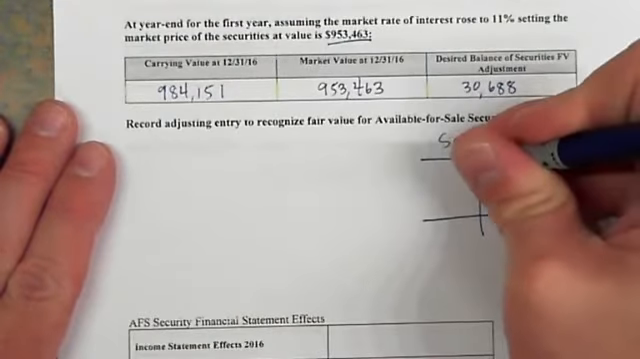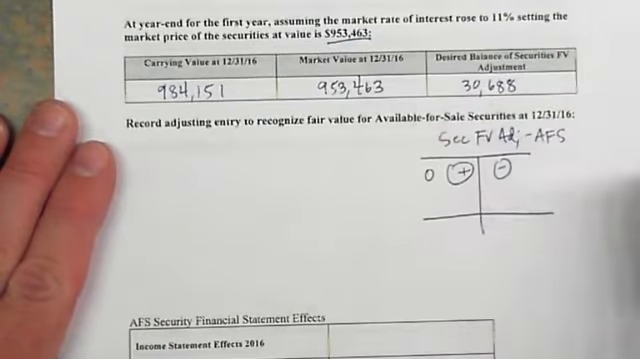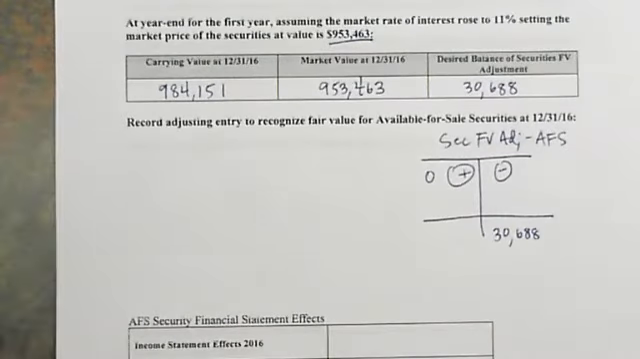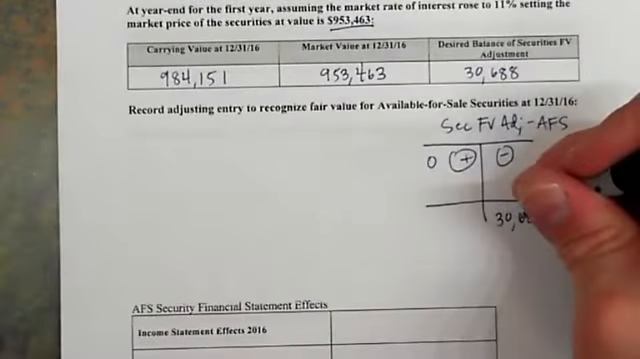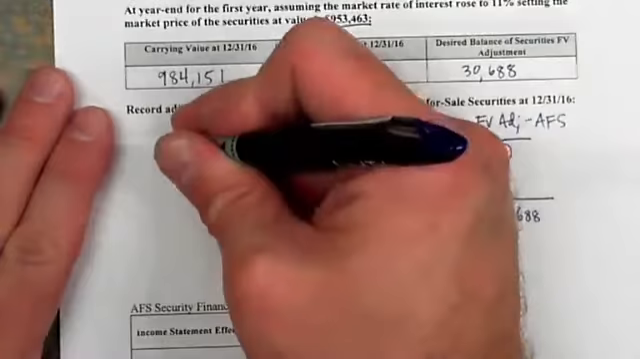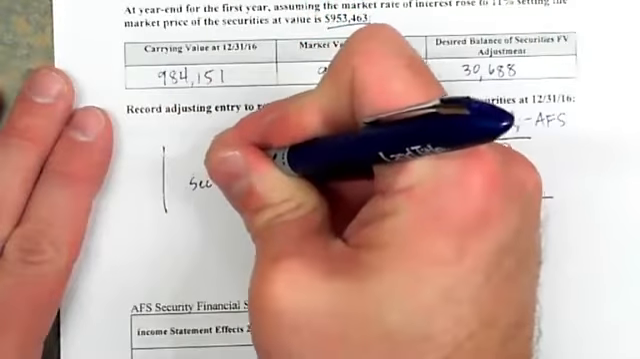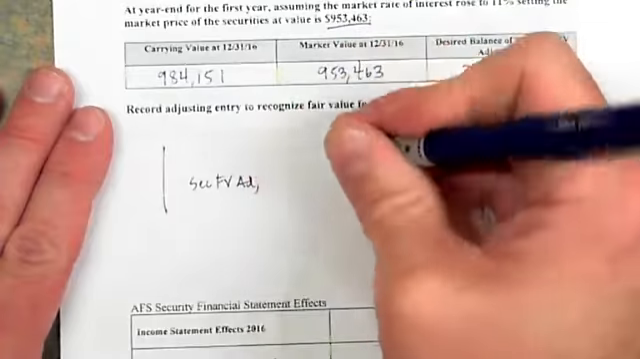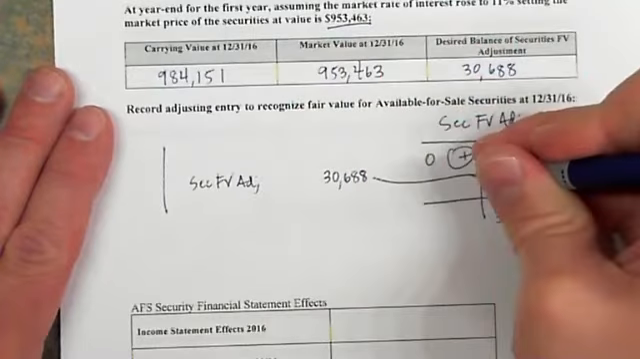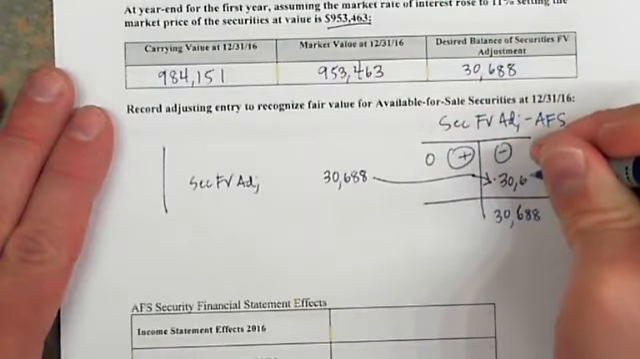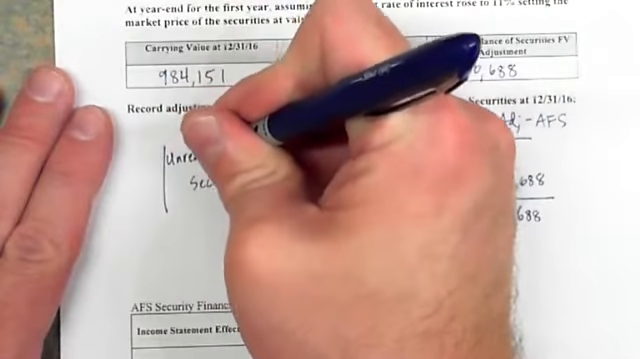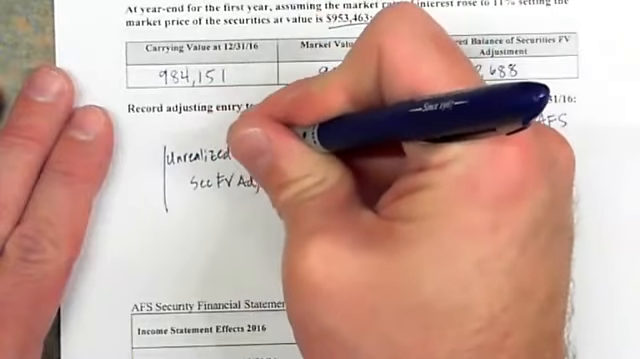And remember, since this is an adjunct asset account, we're starting at zero, but we'll want a $30,688 balance in order to appropriately reflect the fact that we want to decrease the value of this security. So when you're journalizing this, you're going to debit the security fair value adjustment account by $30,688. That will put the appropriate credit adjustment into the T account. And then we're going to want to debit an unrealized holding loss.